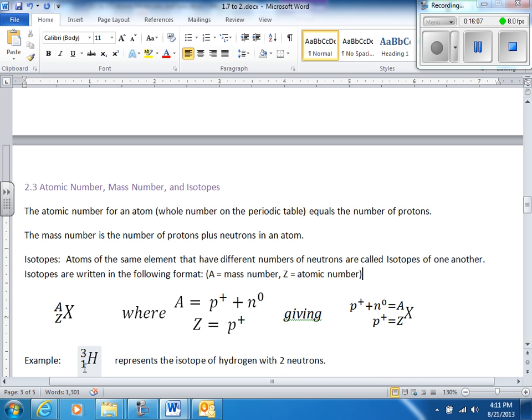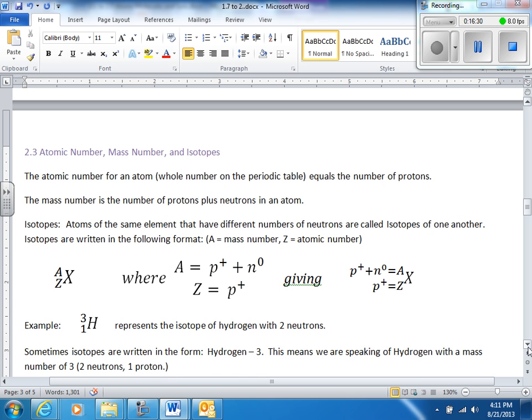So if I write 3,1 hydrogen, it's actually called tritium. You don't need to know that. So tritium, the number 1 down here is how many protons. The number up here is protons plus neutrons. So looking at the difference there, 3 minus 1 is 2 neutrons. That's an isotope of hydrogen with 2 neutrons. Not so hard to see.